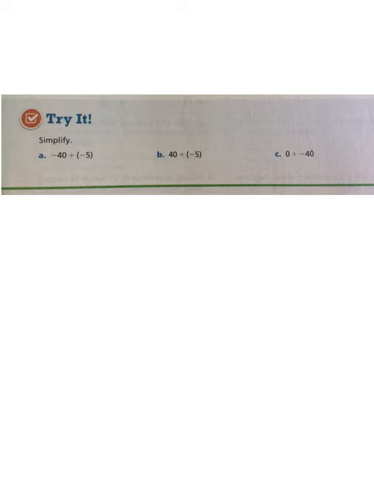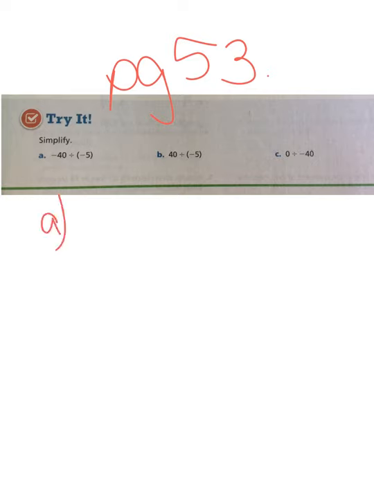Let's go ahead and do the triad. The triad is on page 53. And again, I would like for you to look at these, and before we even say what the answer is, let's see if we can identify if my answer will be positive or negative. So letter A, we have a negative, and I want you to know that a division can be represented with a fraction bar. So a lot of times we'll see division as a fraction bar. We need to know that the fraction bar means to divide.